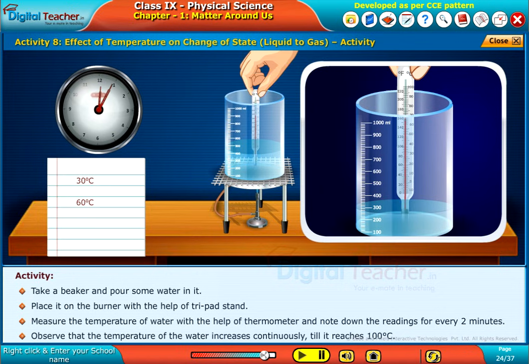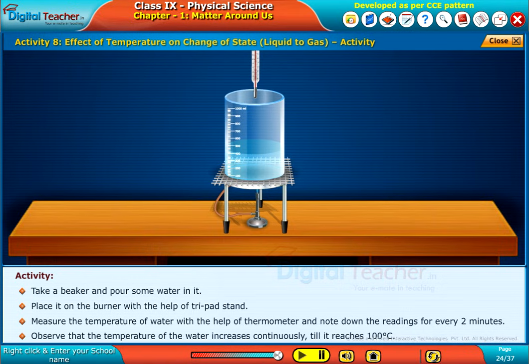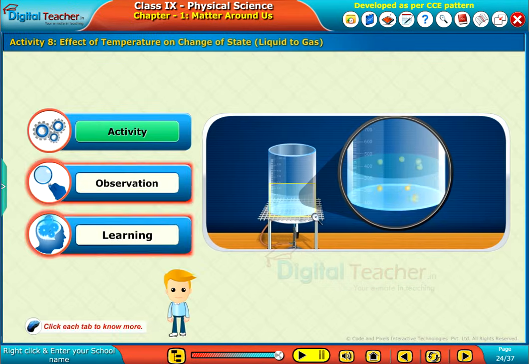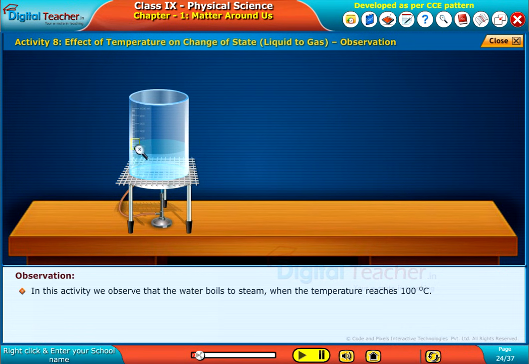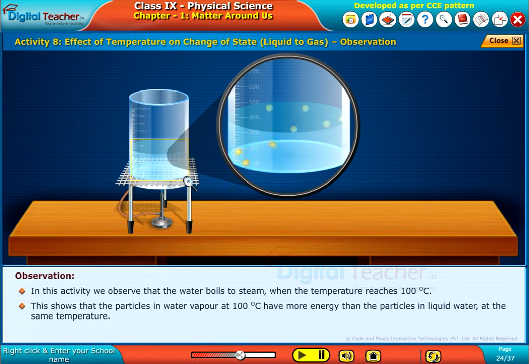Observe that the temperature of the water increases continuously till it reaches 100 degrees Celsius. In this activity, we observe that the water boils to steam when the temperature reaches 100 degrees centigrade. This shows that the particles in water vapor at 100 degrees centigrade have more energy than the particles in liquid water at the same temperature.